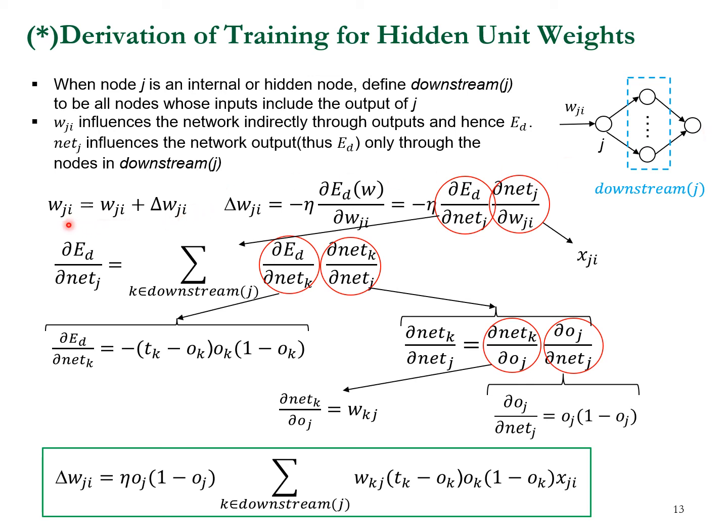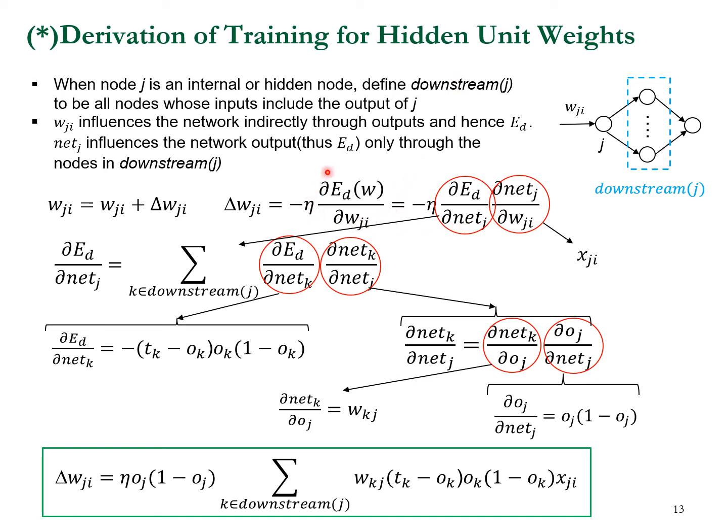Okay, so let's get started. Again, we are using gradient descent. This is the basic formula of gradient descent. W is W plus delta W, and delta W is minus eta times the derivative of error with respect to W. These are the same. Again, our goal is how to compute this one in this hidden node case.